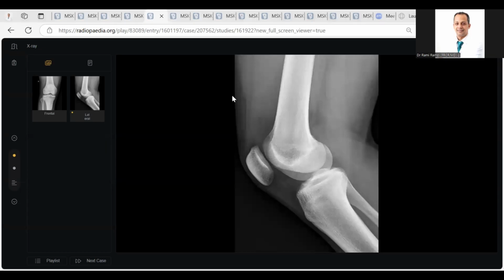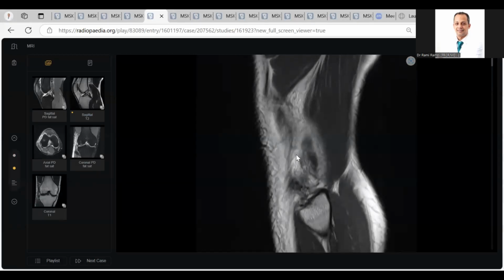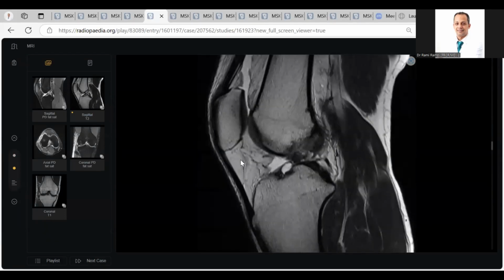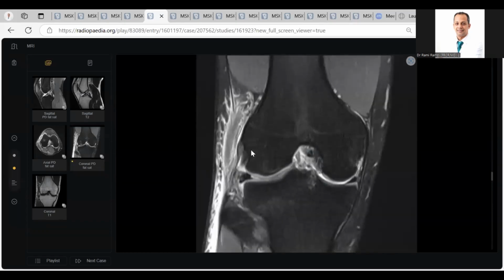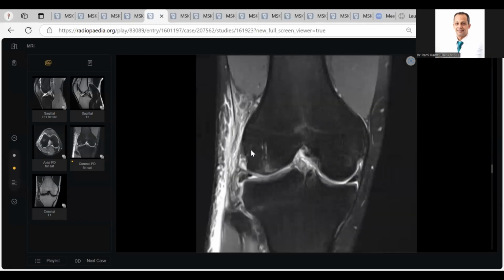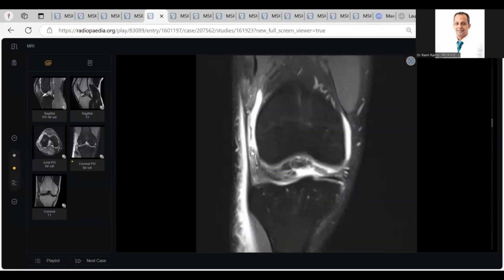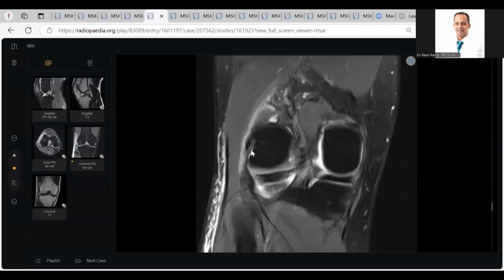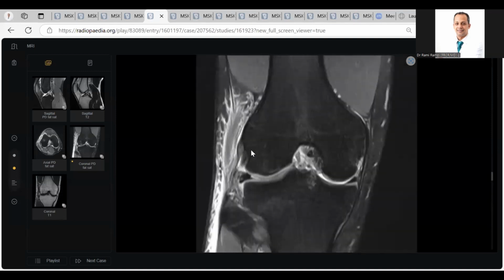Please. What will you do next? An MRI would be done in this patient. Why? To see the ligamentous injury, anterior cruciate ligament injury, and the meniscal injury. What is the association of Segond fracture and other injury? There is a tear of the anterior cruciate ligament, also the medial meniscus and medial collateral ligament.